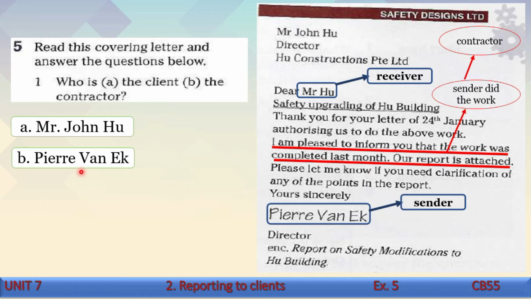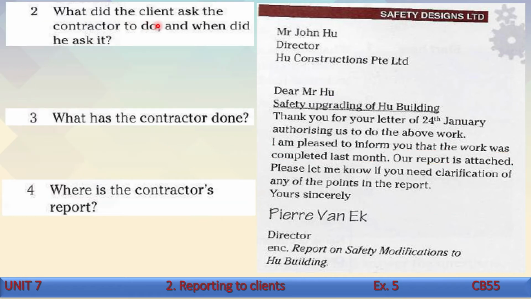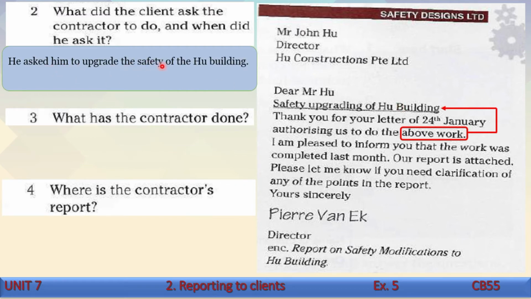Moving on to the next question. What did the client ask the contractor to do, and when did he ask it? Okay, let's see. Thank you for your letter of 24th January authorizing us to do the above work. And the above work is safety upgrading of Who building. So he asked him to upgrade the safety of the Who building. And when did he ask that? He asked that on the 24th of January.